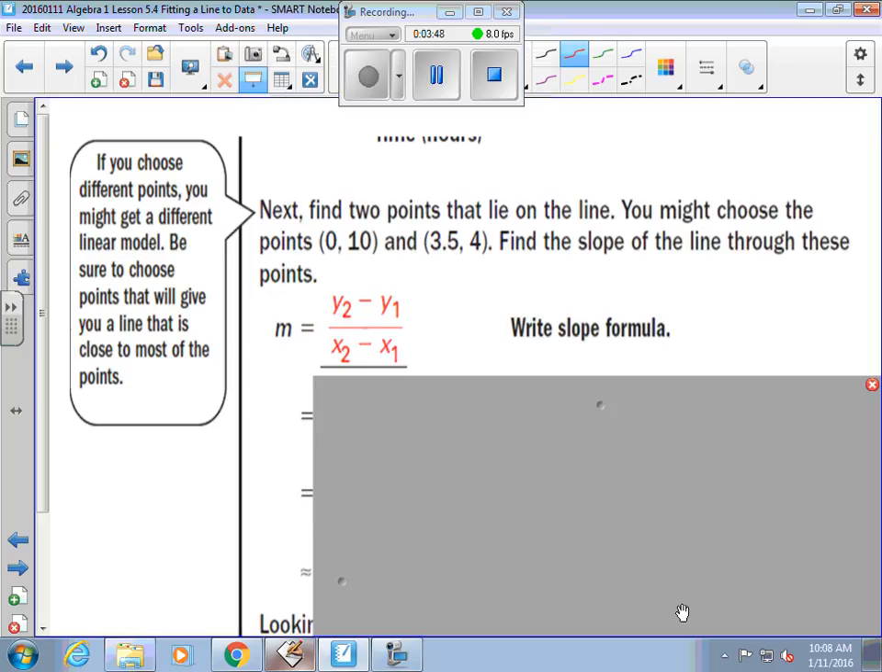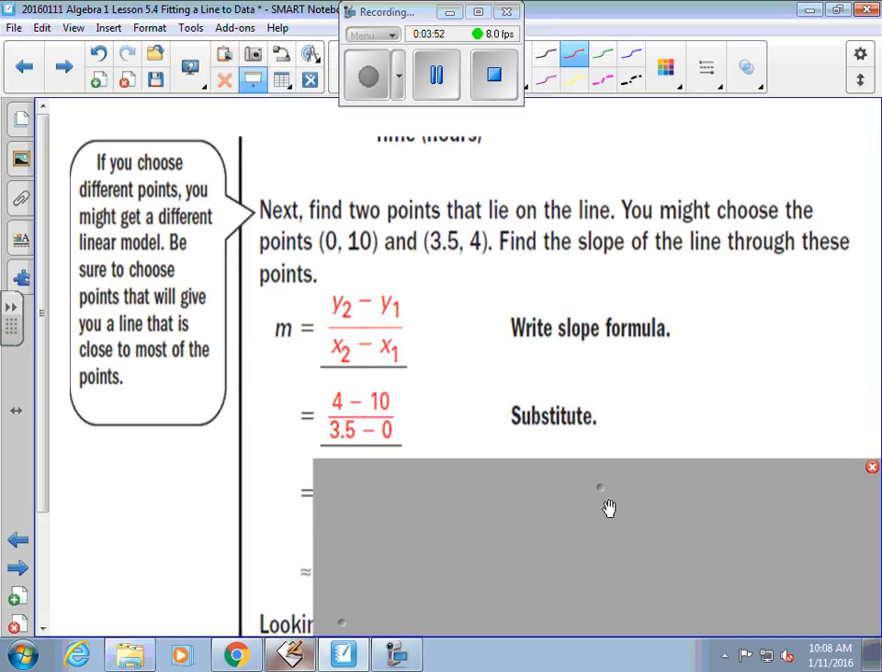So again, the slope formula: y sub 2 minus y sub 1 over x sub 2 minus x sub 1, using the points here, 0, 10, and 3, 4. 10 is y sub 1's value, minus y sub 2's value is 4. So 4 minus 10. I read it backwards a second ago. Again, if you go in that direction, make sure you go that direction both times. 4 minus 10 over x sub 2, 3.5, minus x sub 1, 0.